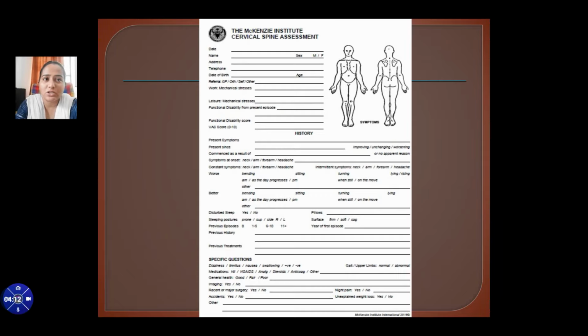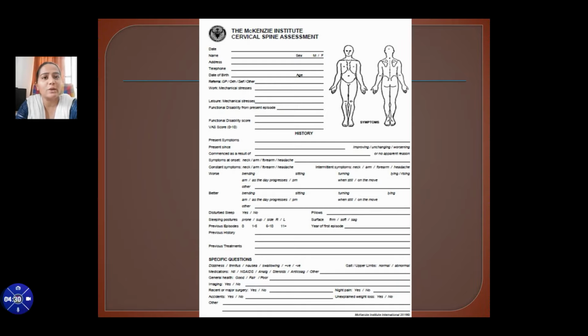Next is the functional disability score and the VAS score. The VAS scale we have to mark from 0 to 10, where 0 means no pain at all, 10 means maximum pain, and 5 means medium pain. Next is the history. In history we have to write about the present symptoms. Present symptoms means the current symptoms of the patient.